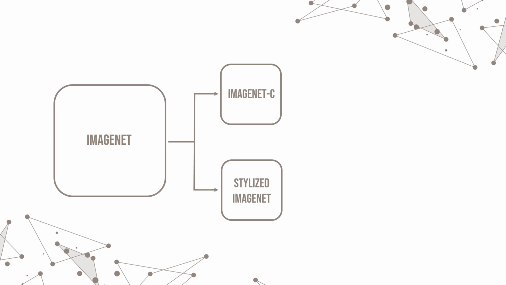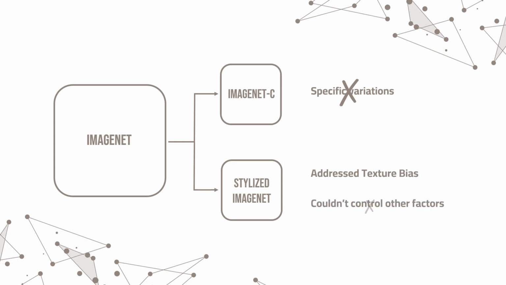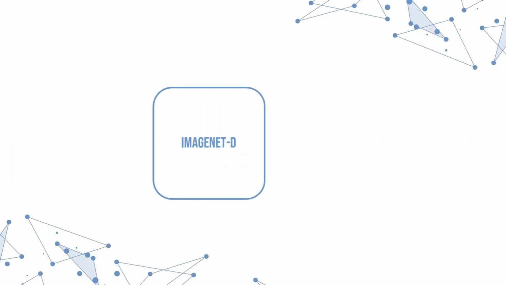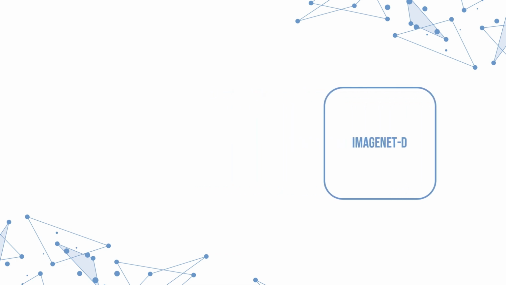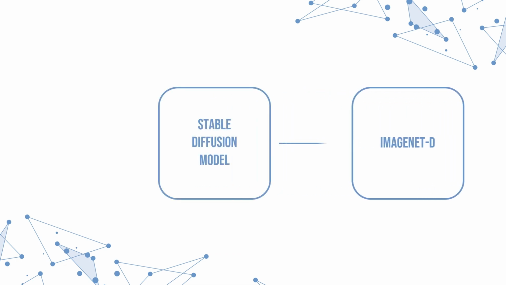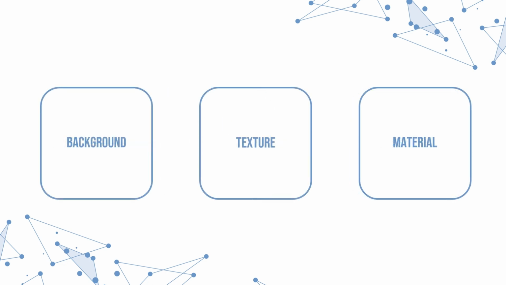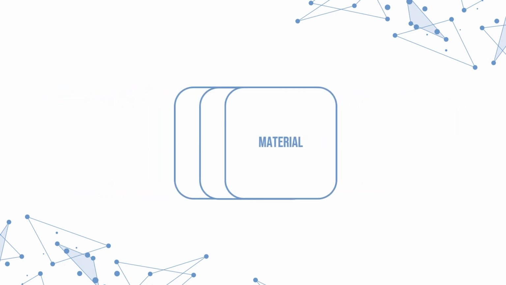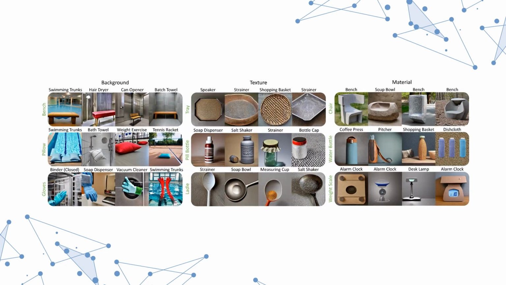ImageNet-C, for example, focused on specific and predictable variations. Stylized ImageNet addressed texture bias but couldn't control other factors like background or material. This is where ImageNet-D comes in. By leveraging the power of diffusion models, ImageNet-D introduces an entirely new way to challenge neural networks. It generates synthetic images with diverse combinations of background, texture, and material, creating test cases that mimic real-world unpredictability.